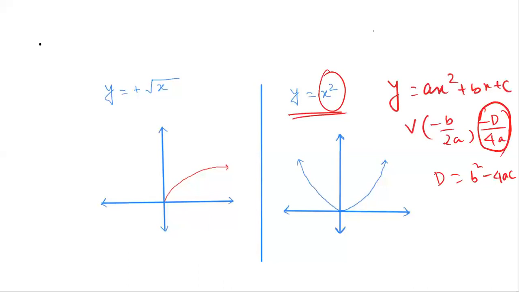If the graph of y equal to x square, the graph will become like this way. The vertex is 0, 0. From 0, 0, it will start.